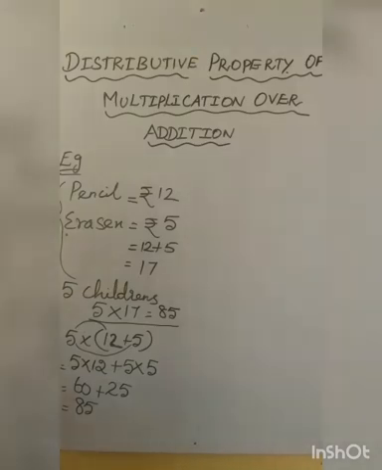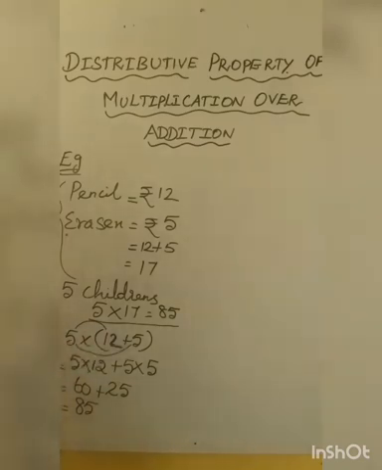Once again, listen children, I want to buy one pencil and one eraser. The amount of the pencil and eraser is 17 rupees. So 5 children buy this pencil and eraser. How much amount do they spend? Each child pays 17 rupees, so 5 multiplied by 17 equals 85 rupees. The total amount the 5 children pay is 85 rupees. Now I split 17 into 12 plus 5.